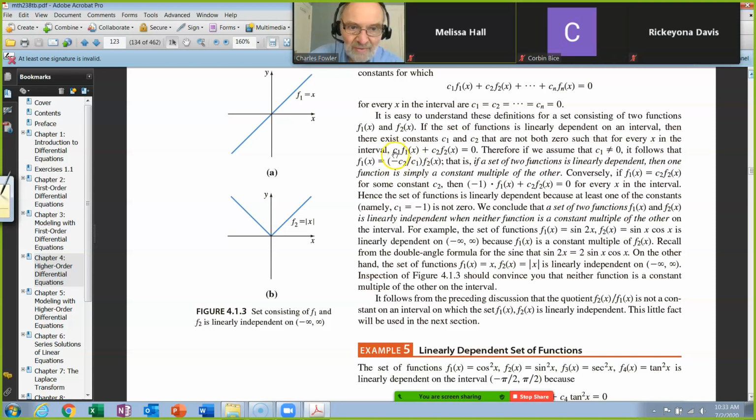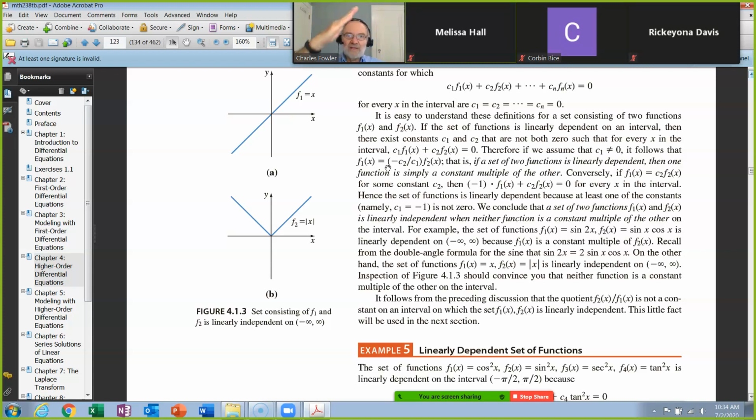Okay, that c1 is not 0. Then what we can do is solve for f1 by subtracting c2 f2 from both sides and then dividing by c1. That's legal because c1 is not 0. Well, now you can see that f1 would be some multiple of f2. In other words, minus c2 divided by c1 times f2. That is, if a set of two functions is linearly dependent, then one function is simply a constant multiple of the other. That's if you only have two functions. That's going to be the case.